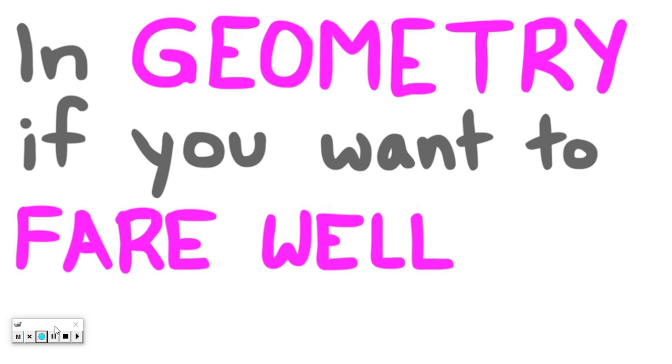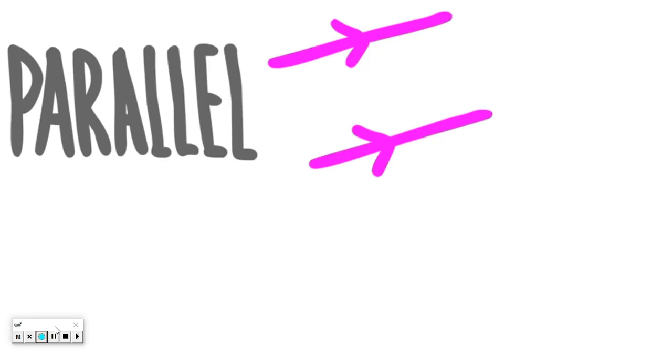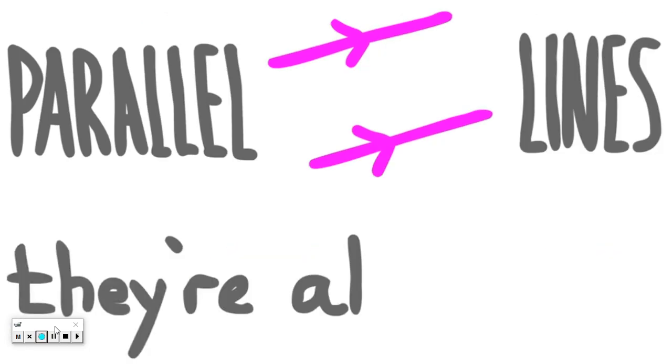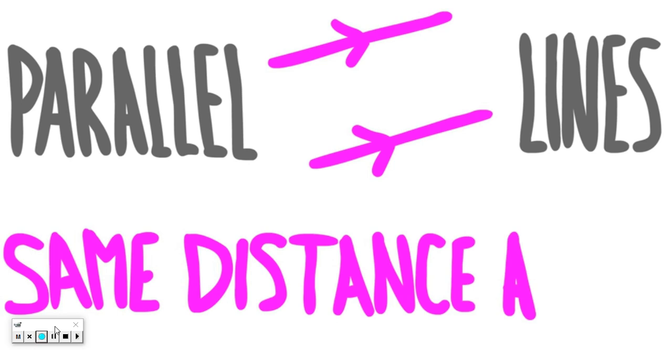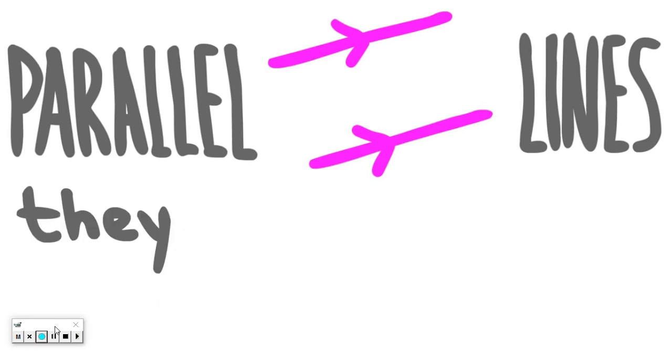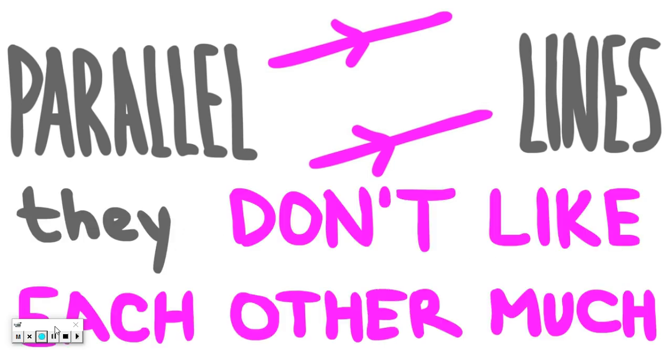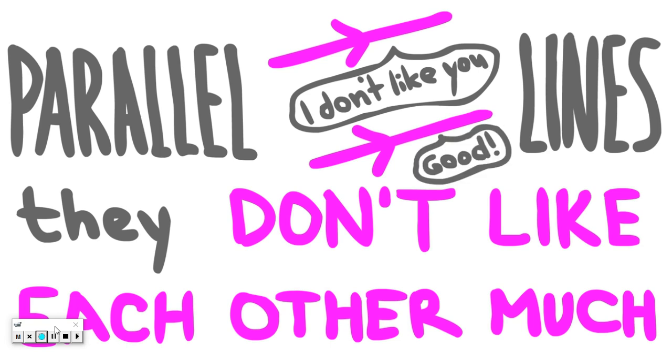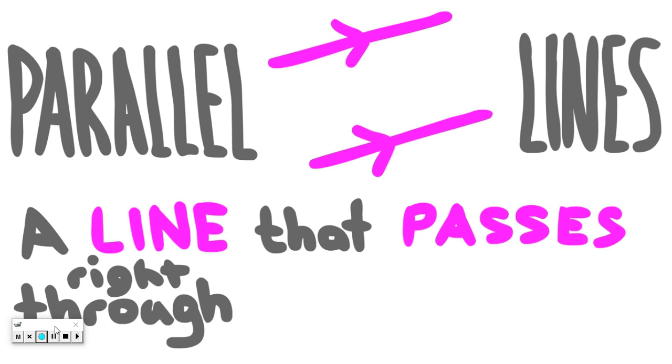You want to fare well, you need to know that parallel lines never touch. They're always the same distance apart. It's as if they don't like each other much, and there's only one thing that comes between them. Yes, a line that passes right through each of them.